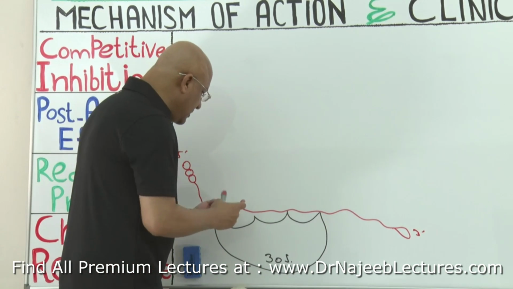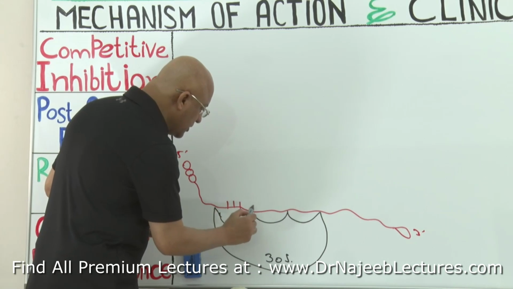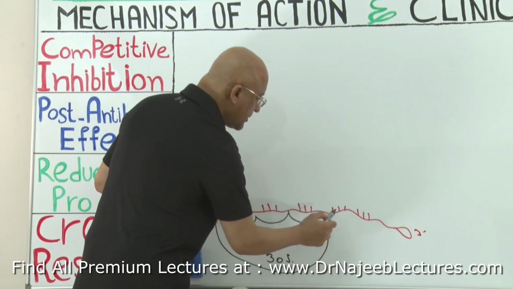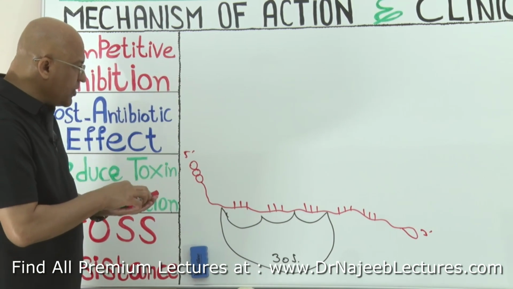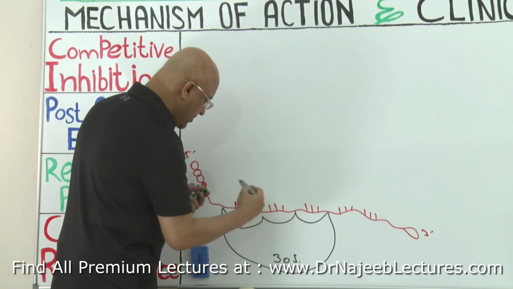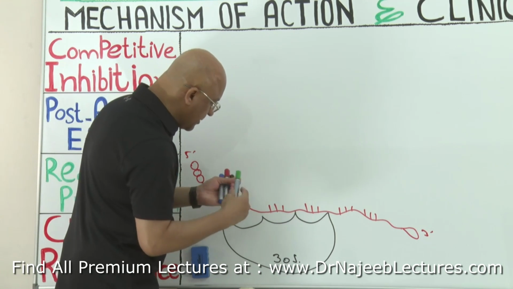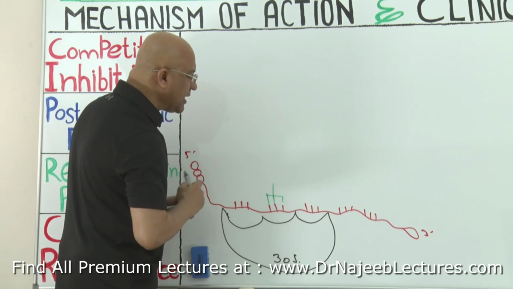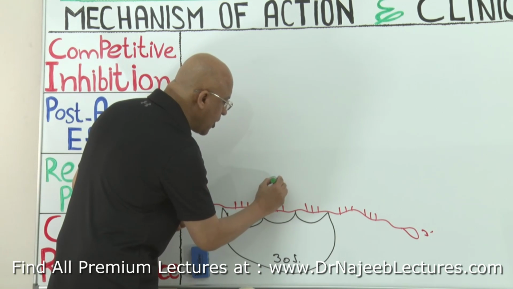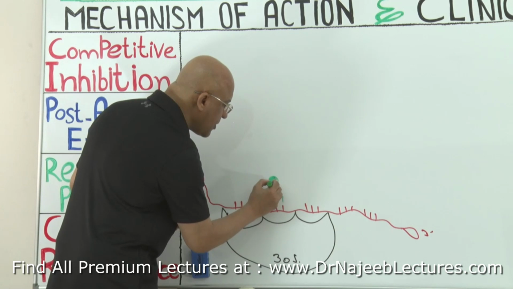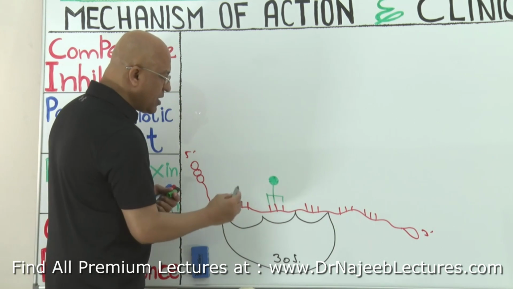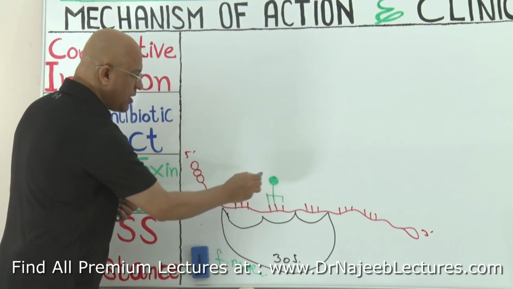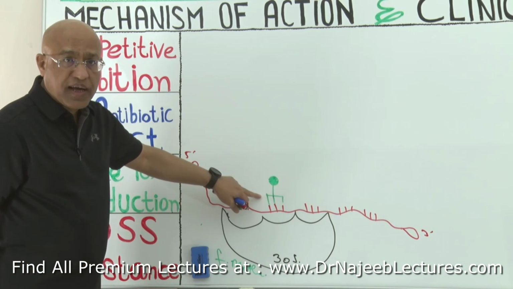Then, once it is there, these are the codons on messenger RNA, right? Now what will happen? The first transfer RNA which will come over here, let me make it green, this is transfer RNA. The first transfer RNA which will come here will be carrying formyl methionine, right? Formyl methionine-carrying transfer RNA.